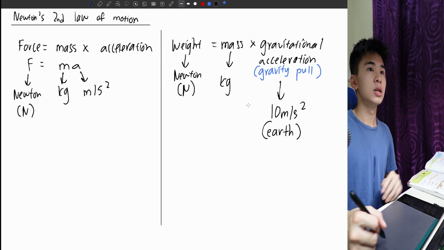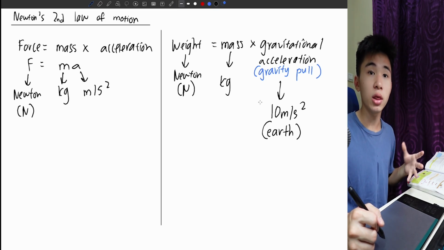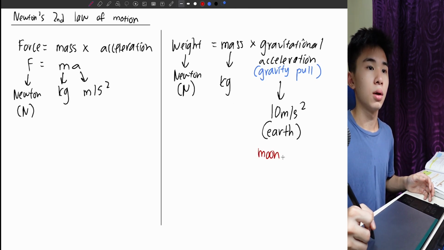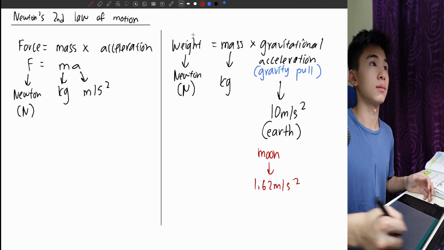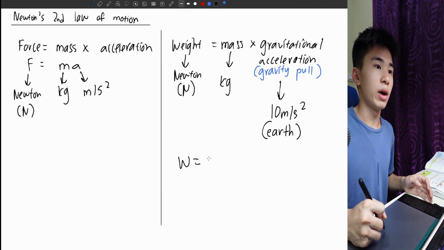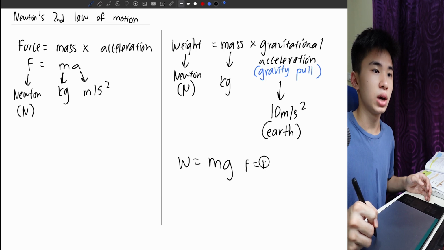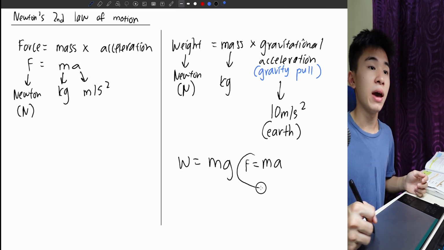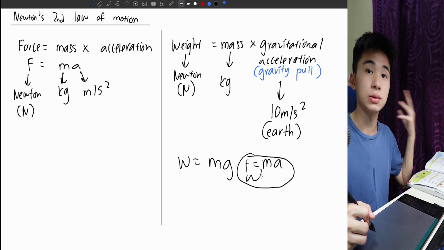This gravity pull is on our Earth. On a different planet you will have a different gravitational acceleration, but on our Earth it is going to be 10 m/s². On the moon, the gravitational acceleration is 1.62 m/s² if you search it on Google. So W equals m times g, but it is the same as force, F equals ma. Usually I will not write W equals m times g. I will just straight away write F equals ma, because I know that force is the same as weight as well.